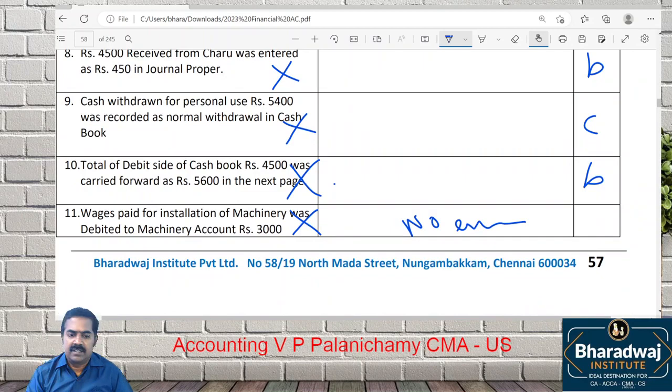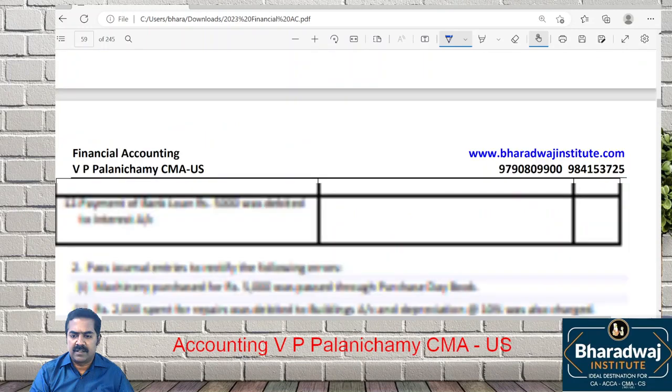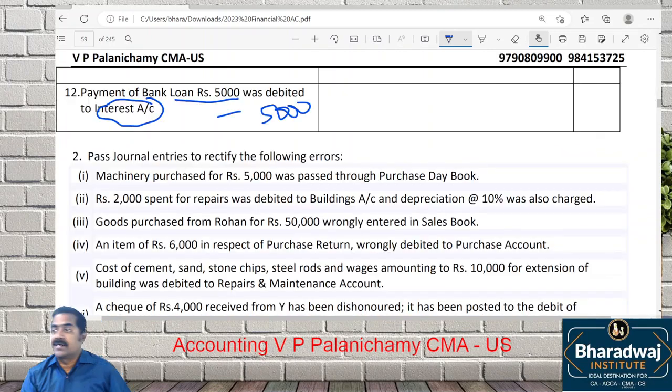Wages, there is no error. Point number 11, there is no error. Point number 12, loan is a personal account. Interest is a nominal account. So when you record it wrongly, it is called what? Error of principal. Option C.